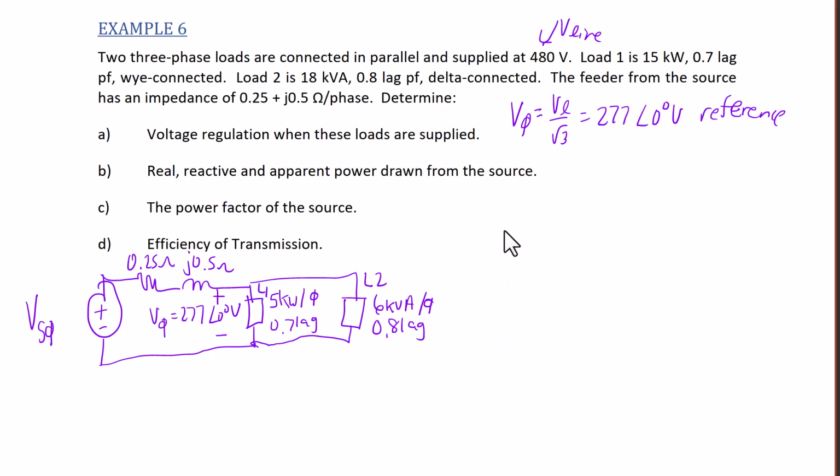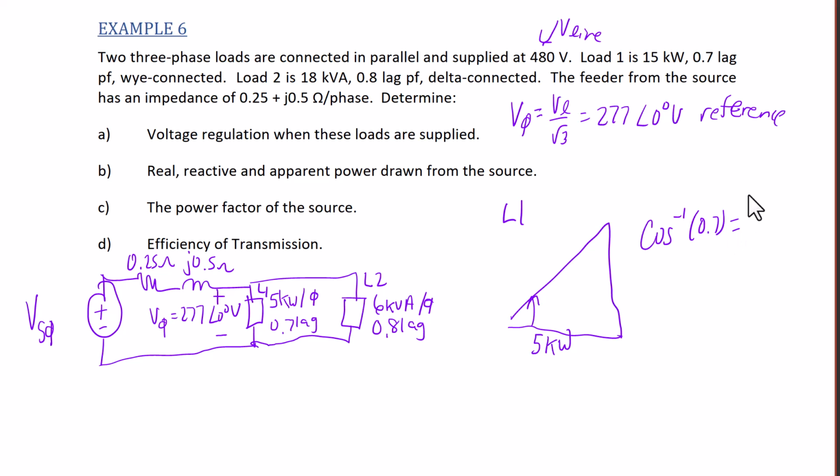So let's do a power triangle for load 1. Here's the triangle, and we're going to put the values that we already have on it. So I'm going to have 5 kilowatts here. And then I need to find the angle that goes here. The angle that goes there is the arc cosine of 0.7. The arc cosine of 0.7 is 45.6 degrees.